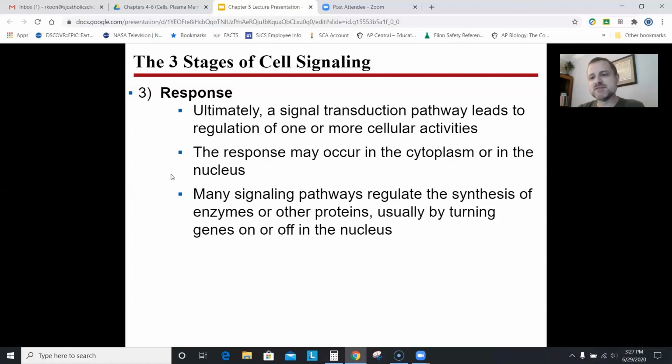So the response, this is very short. Usually the whole point of this is to turn a gene on or turn a gene off. So once the signal gets to the nucleus, you're either going to go into the DNA and activate a gene or inactivate a gene. And then whatever the gene does will be turned on or turned off.